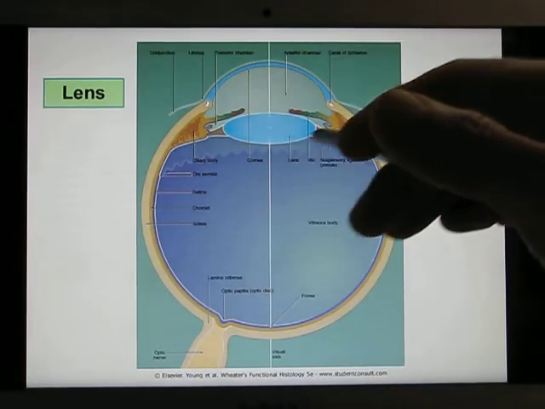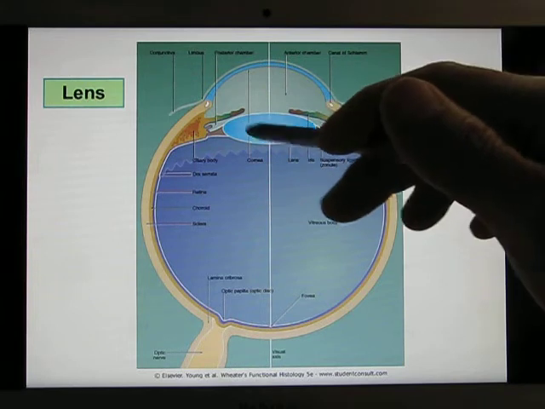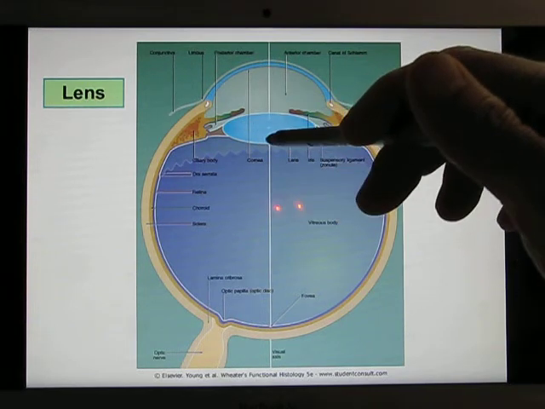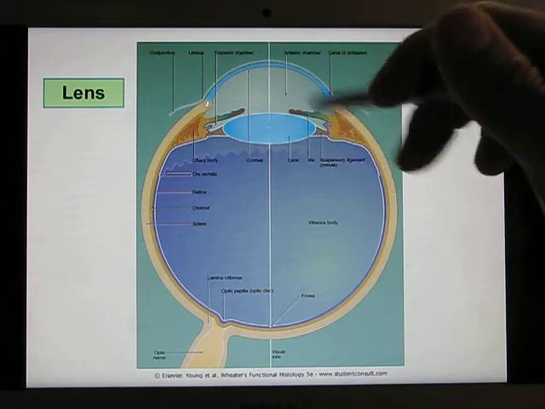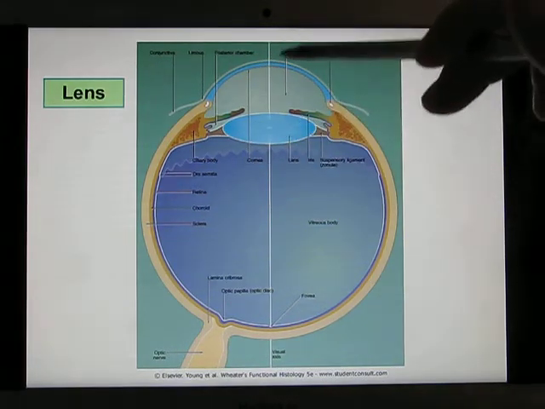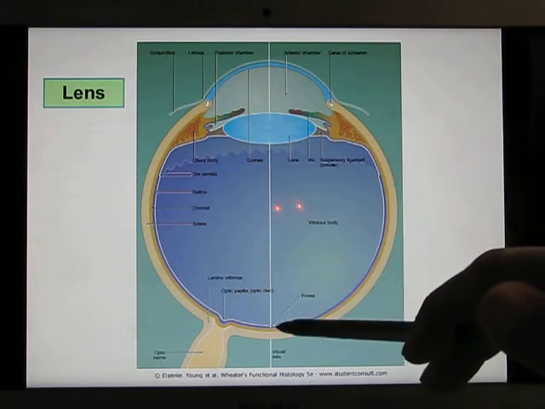Now let's look at the lens. So the lens is the main place to bend the light. Your cornea can bend the light a little bit, but the main place to bend the light is the lens. So you will bend the light, make sure the light perfectly focus on the retina.